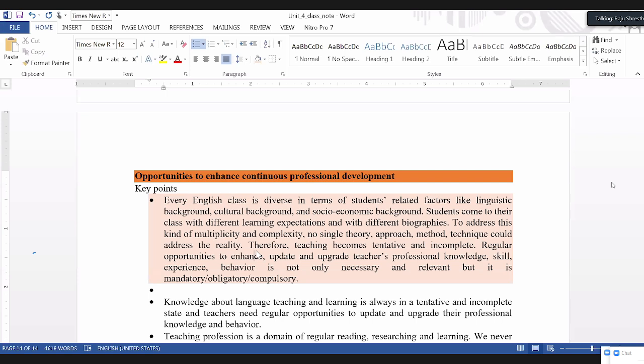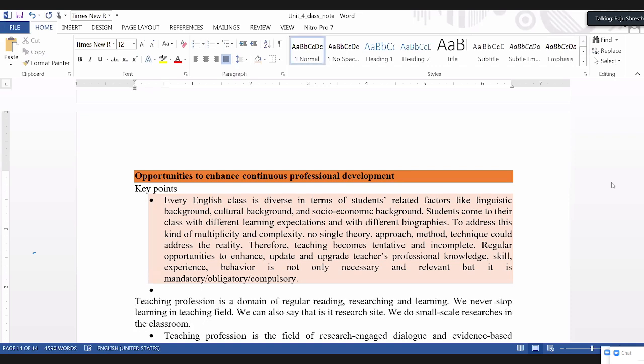If this is the case, regular opportunities to enhance, update, and upgrade teachers' professional behavior, professional knowledge, skill, opportunities, are necessary to update. This is not only the necessary and relevant. यो सान्दर्भिक छ, यो उपयोगी छ, यो आवश्यक छ मात्र हैन कि यो अनिवार्य छ. This is mandatory, obligatory, compulsory, and have to do. We have to provide opportunity to update and upgrade, so teachers. So this is because of this reality.